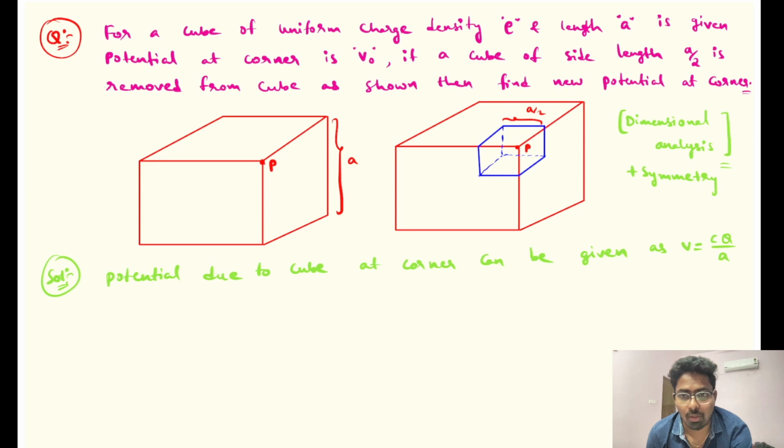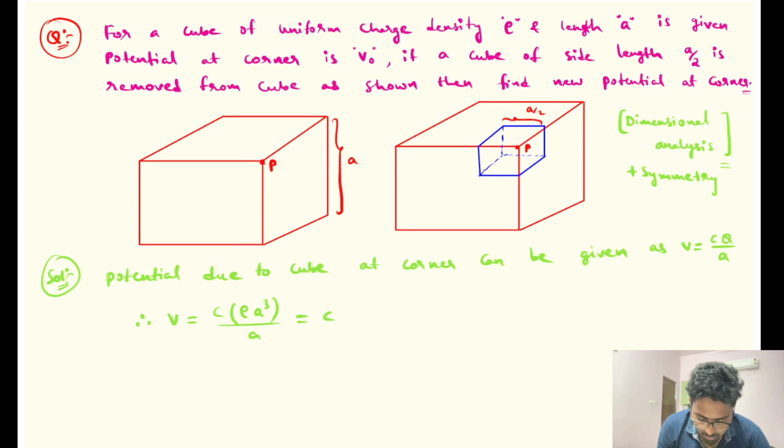So this is the formula for potential due to a cube at the corner, which is given by v equal to c into q by a, where q is the total charge. The total charge can be written as rho into a cube, so v can be written as c into rho a cube by a. That means you need to understand that the potential is directly proportional to a square.